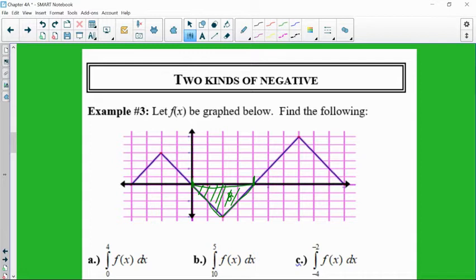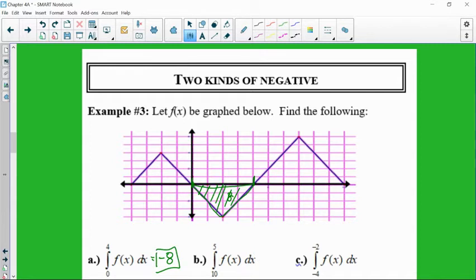But because that area is already below the x-axis, I'm going to give it almost like a displacement connotation that it's negative. It's sort of like when we think about velocity under the curve, we think about that as being negative as well. So when you're underneath, you have a negative area.